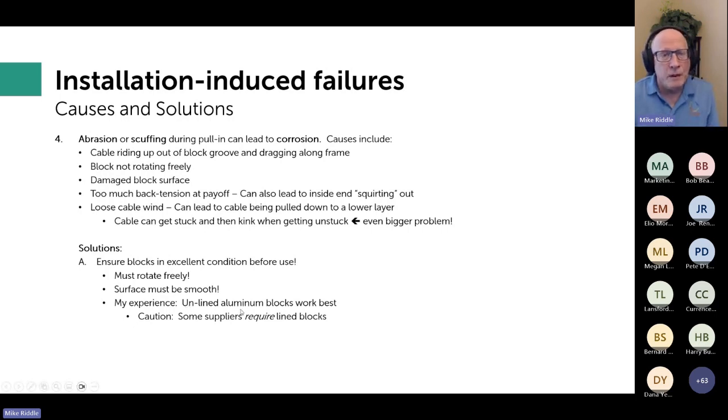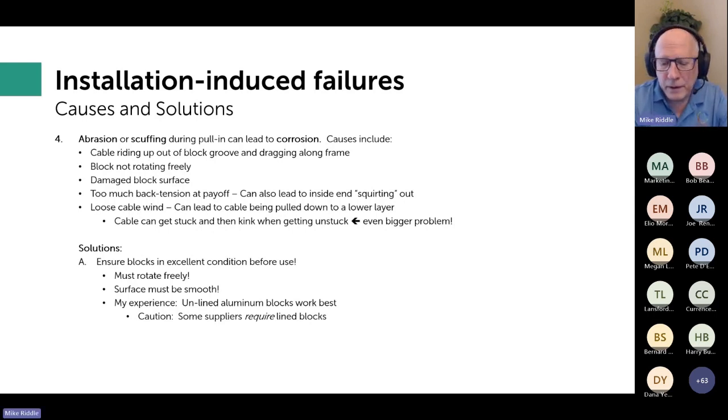And then another thing that I will share with you: in my experience, unlined aluminum blocks work the best. Every time that there have been stringing problems, like cables tending to ride up, or the cable got some torque imparted to it, whatever the problem is, every time it's been with neoprene or even urethane lined blocks. And the solution was to go to an unlined block and the problems went away. It's almost like a miracle there.